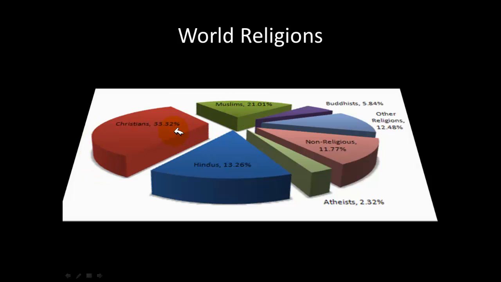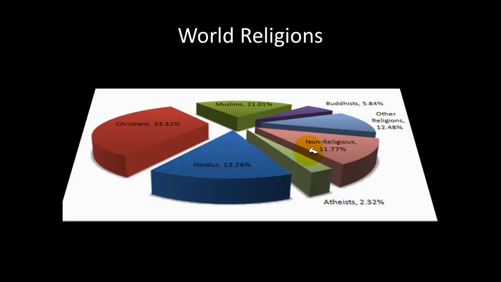Taking a look at it, approximately a third, 33% of the world's population, are Christians, whether Orthodox, Catholic, or Protestant. The next biggest segment is 21% of the world's population who are Muslim, whether you are Sunni or Shiite, the different sects of Islam.